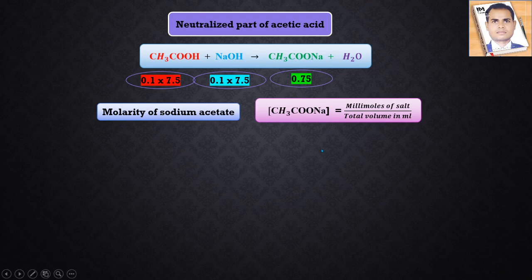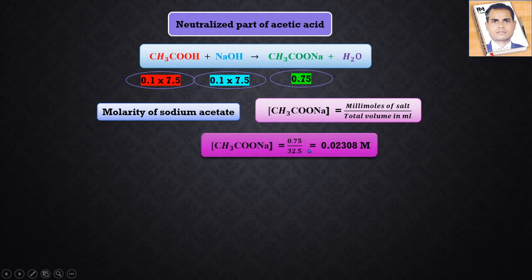So you will take this formula, and we have to put some values in it. Millimoles of salt divided by the total volume in ml, right? So in this way you can put the values. Millimoles of salt we have taken here is 0.75, divided by the total volume, 32.5. After calculation you will get that value, which is the molarity of sodium acetate.